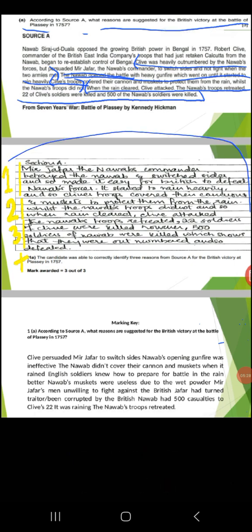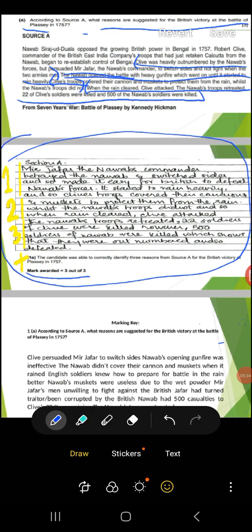This answer particularly is given by the student who was able to secure 3 out of 3. Now he has used some of his own words, but you can use the same points as well from the text. But it's up to you. If you use the same text, you will still be able to get 3 out of 3. But let's see what the student has answered.